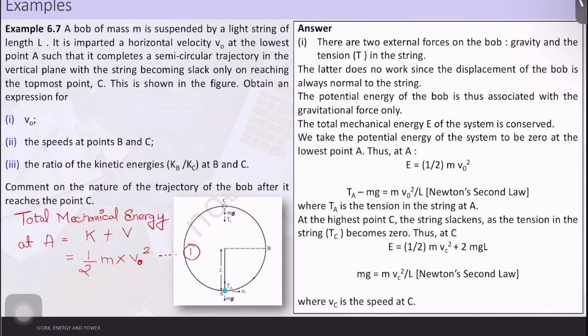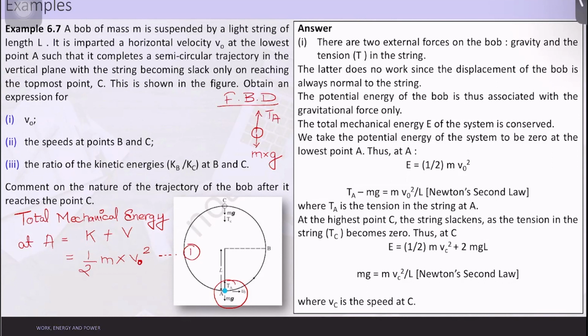The second thing we can do is make a free body diagram. In the chapter of Newton's laws of motion, we understood the concept of free body diagram. So if I make a free body diagram for the bob at this location, let us say this is the bob. Now what will be the force acting downwards? It will be mass into gravity, the gravitational force. What will be the force acting upwards? It will be tension.